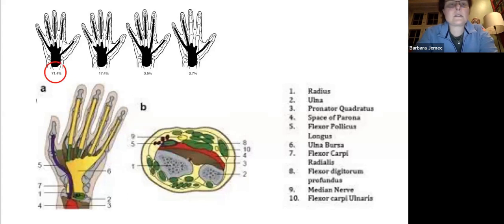But the winner, with 71.4%, is something that connects the little finger and the thumb flexor sheath. So this explains exactly why you get what's called a horseshoe abscess. We find all these names. Anyway, you have a little injury from the thumb. It travels down the flexor sheath of the thumb, and then it goes into the Parona space, which is down here, and then up the little finger.